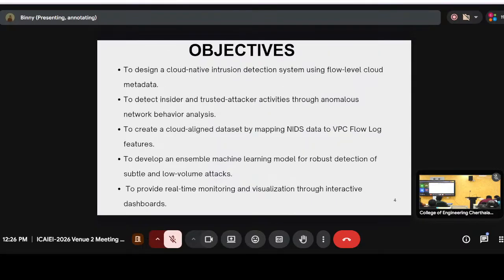Our objectives are to detect insider and trusted attackers' activities using flow-level metadata, to align traditional NIDS datasets with AWS VPC flow log features, to develop an ensemble ML model, and to provide real-time monitoring through an interactive dashboard, which we have built. Now we would like to hand over to Binny, who will explain our technical methodology and system design in detail.